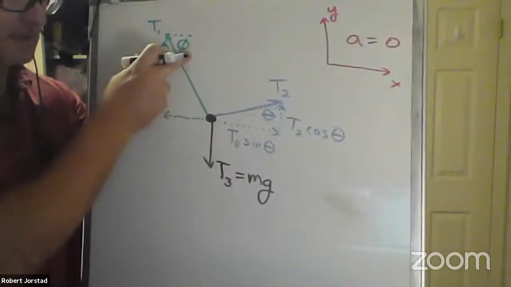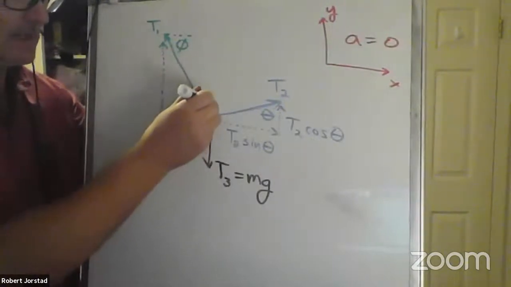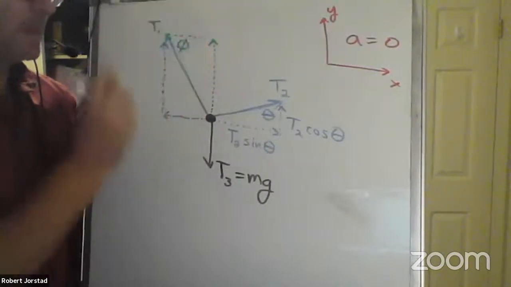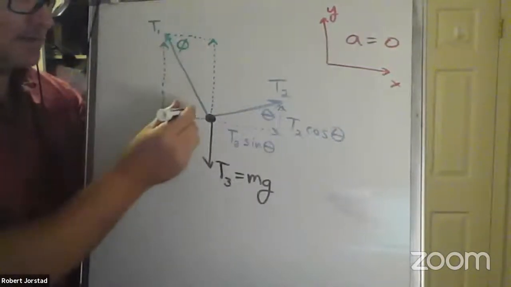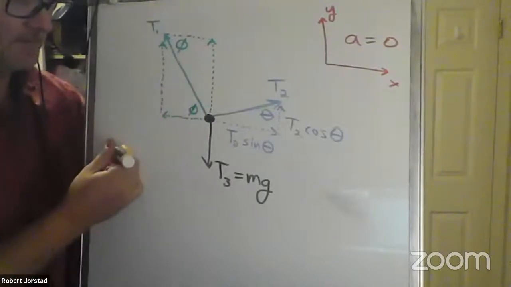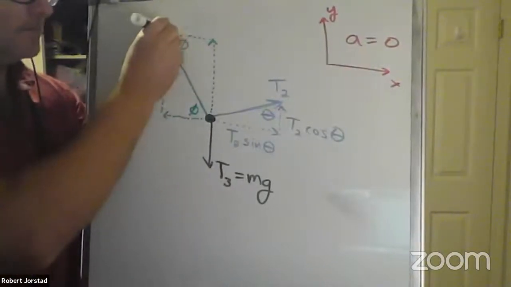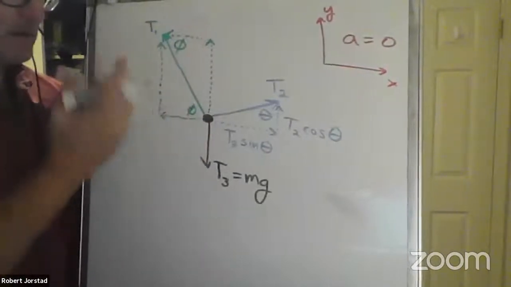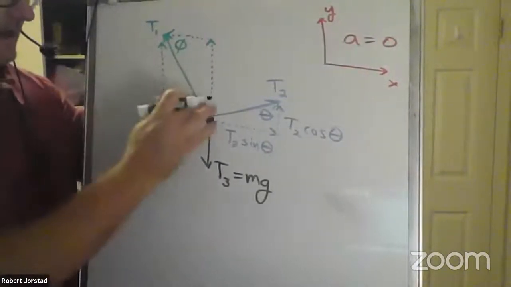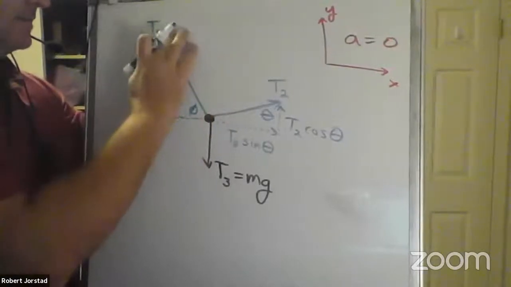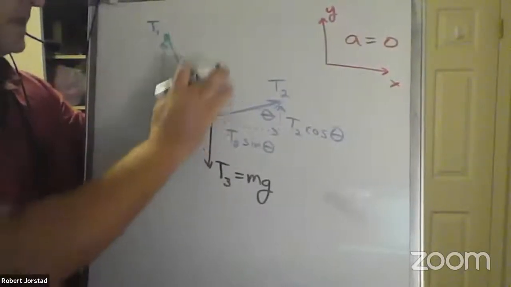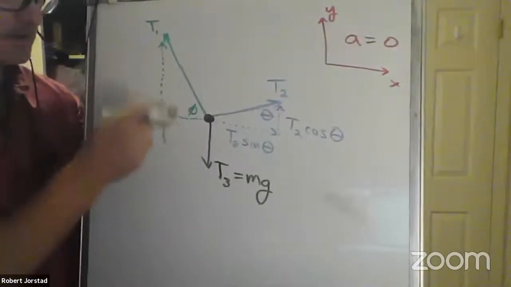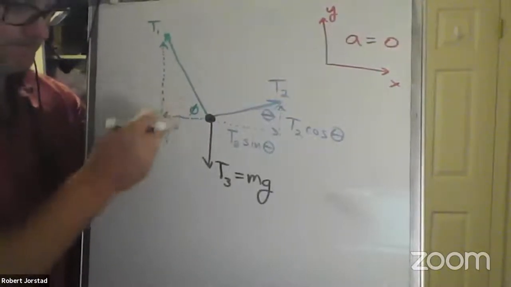For me, if this angle's phi, I guess we could have gone like this, right? Or I could do alternate interiors and say this angle down here is phi. Either way, notice this has a component to the left and a component up. Either picture works. I just kind of get in this habit down here. Either way would work. So this side would be T1 sine or cosine of phi.